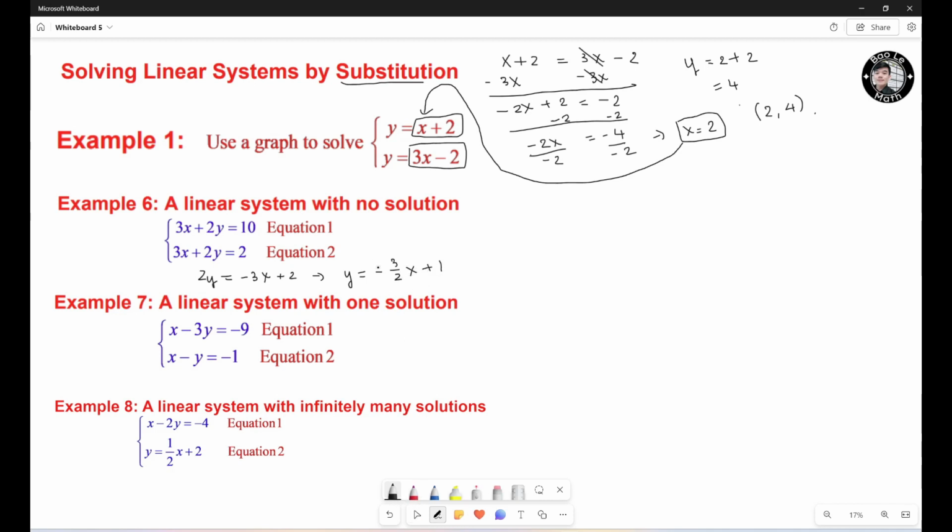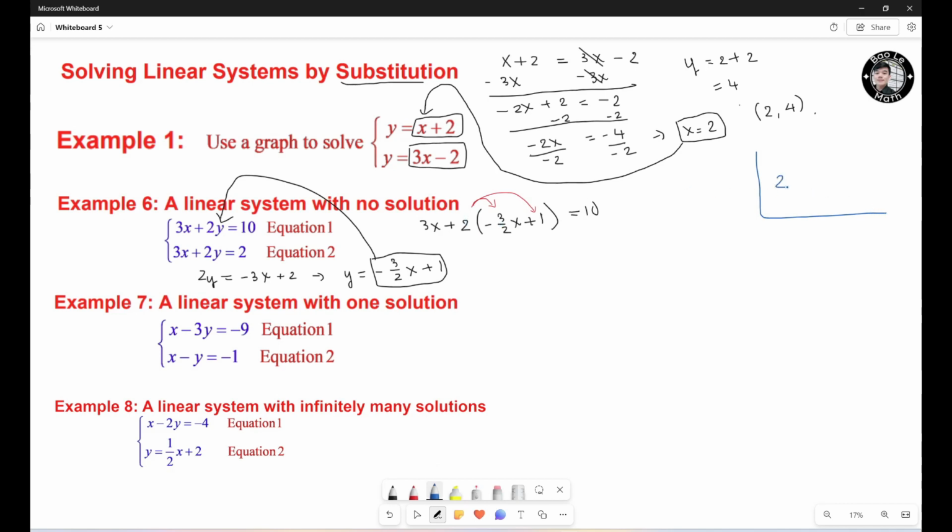Now I substitute this over here. Whenever I see y, I substitute negative 3 over 2 x plus 1. So I'm going to end up with 3x plus 2 times parentheses negative 3 over 2 x plus 1 equals 10. Make sure you put parentheses or you're going to get the wrong answer. Now you just distribute. Make sure you put this on the side so that you avoid mistakes.